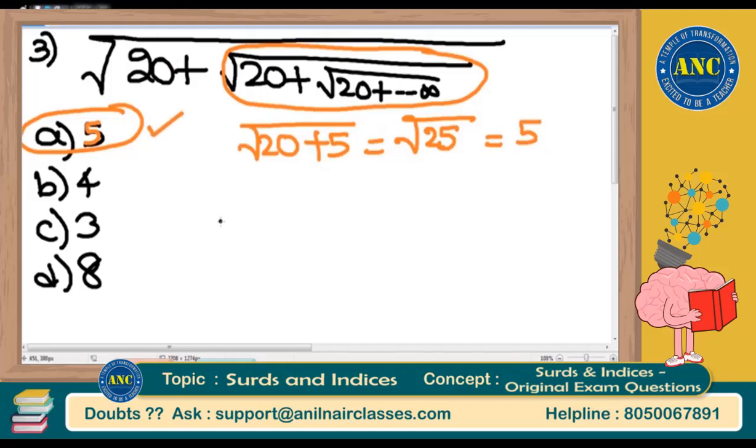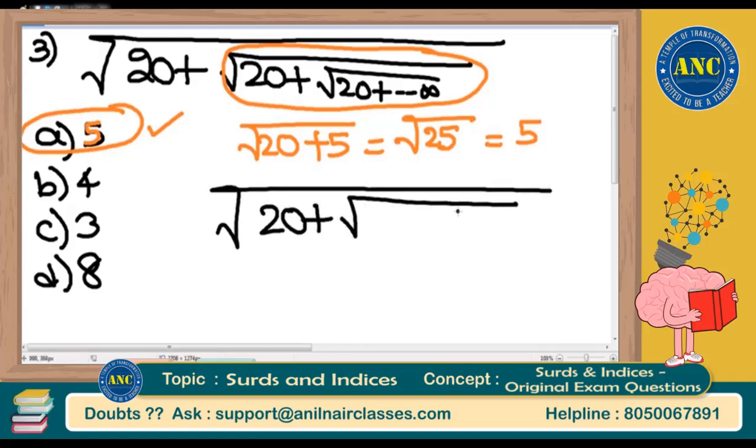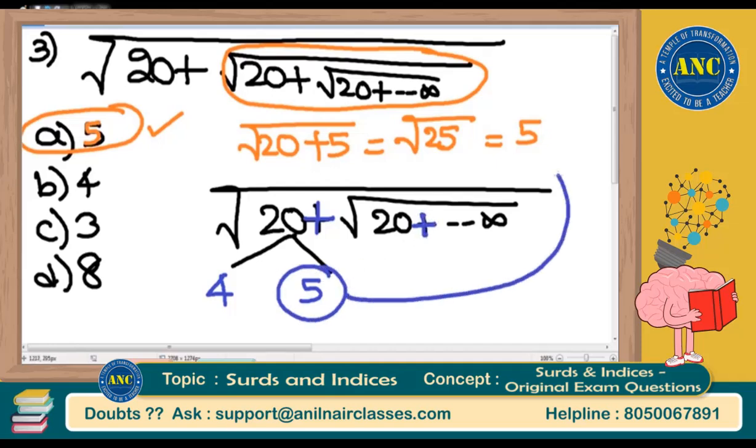Or I can use my method 3, which I implemented in my previous question. Root 20 plus root 20 etc. till infinity. Express it as a product of consecutive numbers, and those consecutive numbers anyway will be co-prime, which is nothing but 4 and 5. Whenever it is only plus sign inside, my answer will always be the largest number. That is nothing but 5, which I got in both the methods.